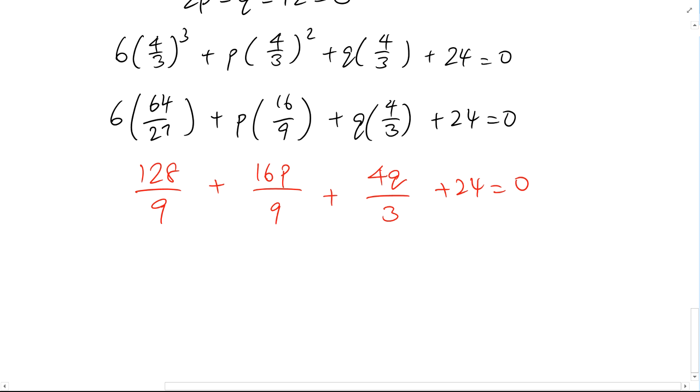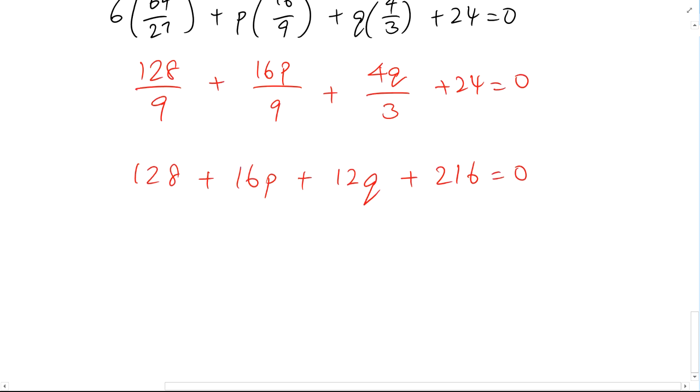Actually, what will you do from here? Times the 3 there first, so you make it 12q, and then times 9. Times 3 becomes 12q. Oh, everything times 9, right? Okay, so 128 plus 16p plus 36q. Oh wait, this one only times 9, right? Some times 3, we get 12. Plus 24 times 9, how much is it? 216 equals 0. Okay, next.